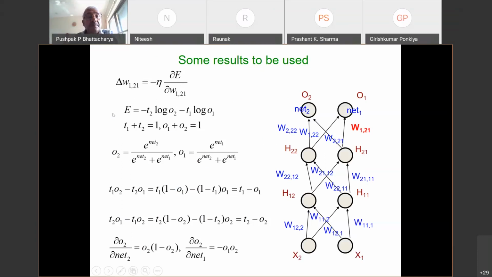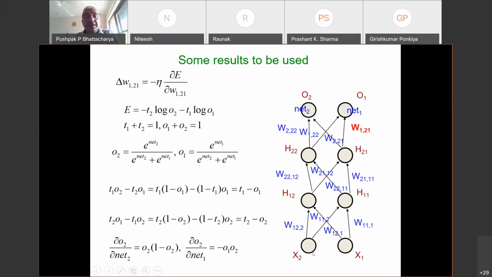So now the error function or the loss function is minus T2 log O2 minus T1 log O1 for a neural network which has two output neurons. The two target values are T1 and T2. Now T1 and T2 are such that they sum to 1, and each of them is 1 or 0. If T1 is 1, T2 is 0. If T2 is 1, T1 is 0. So this means it is a 2 class problem.